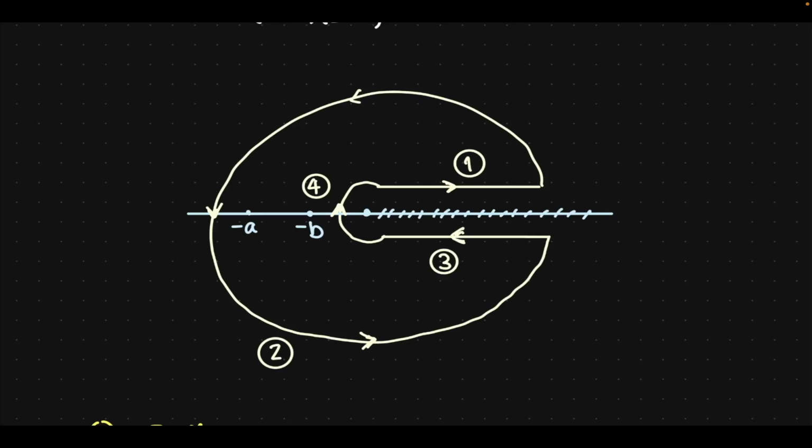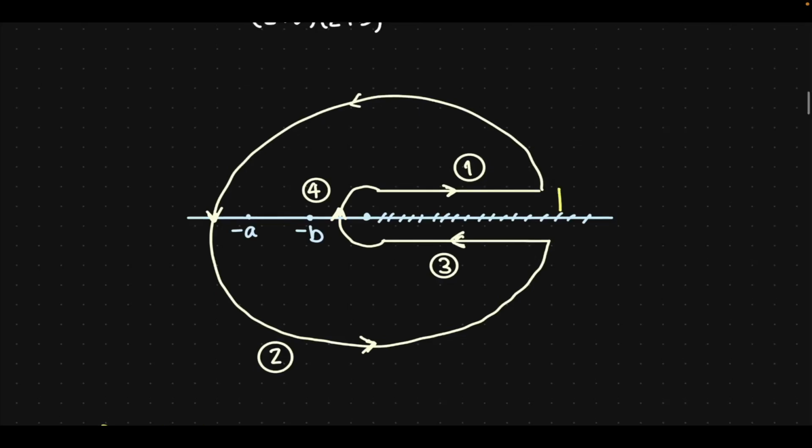Now, one important thing I'd like to point out is that this path 1 and the x-axis have a distance of delta. So it's not just x. The points on path 1 are going to be x plus i times this delta. And obviously, we're going to take the delta to go to 0. Similarly with this bottom path as well.